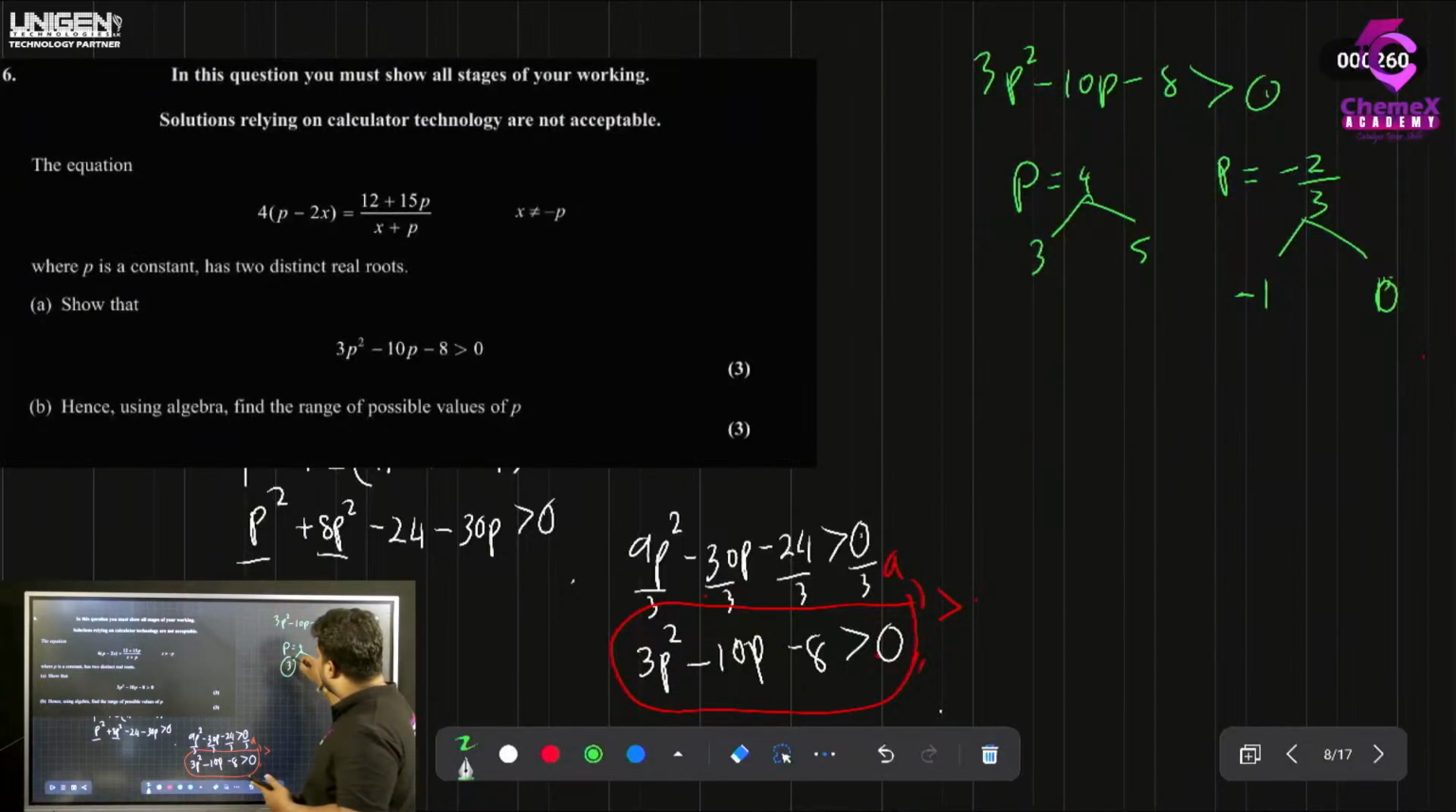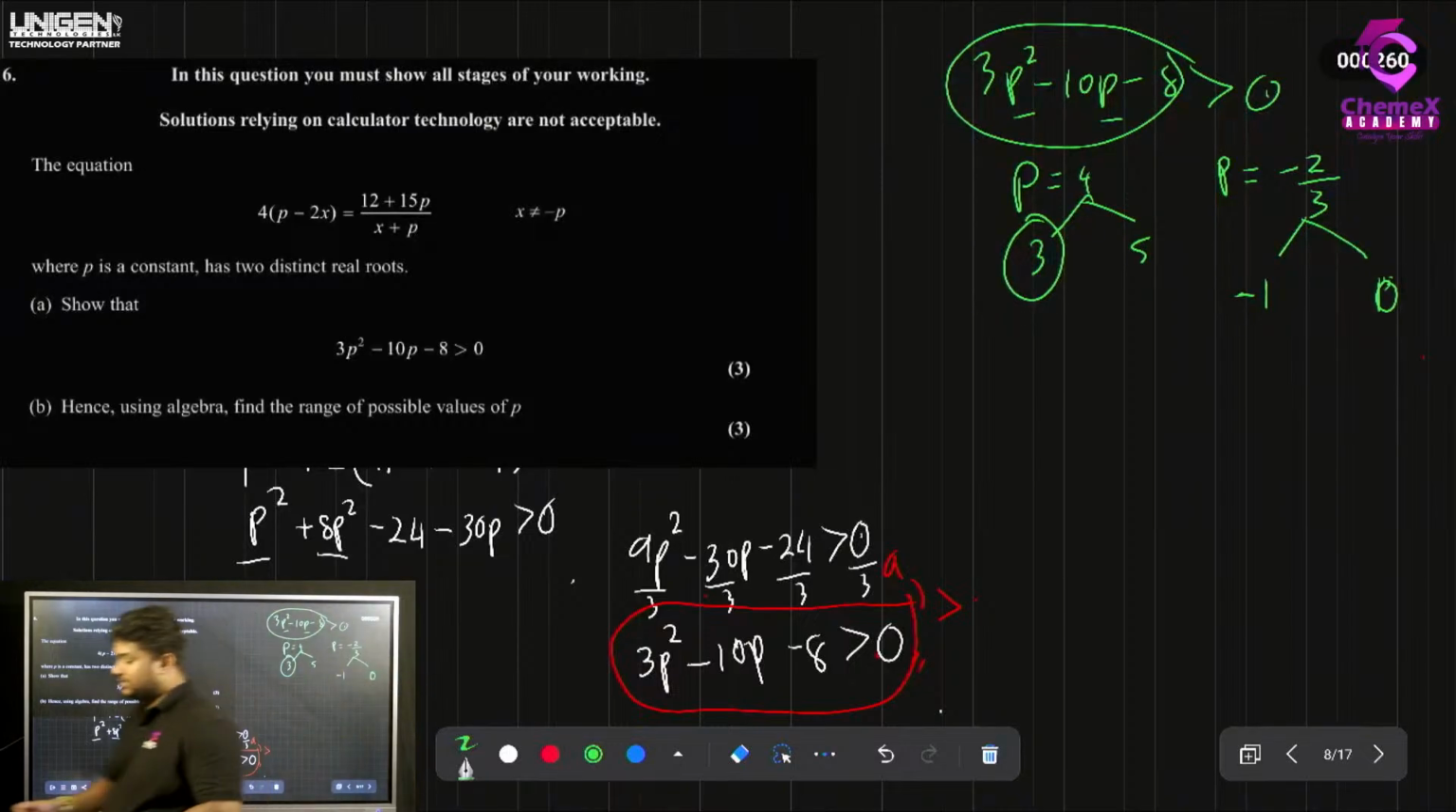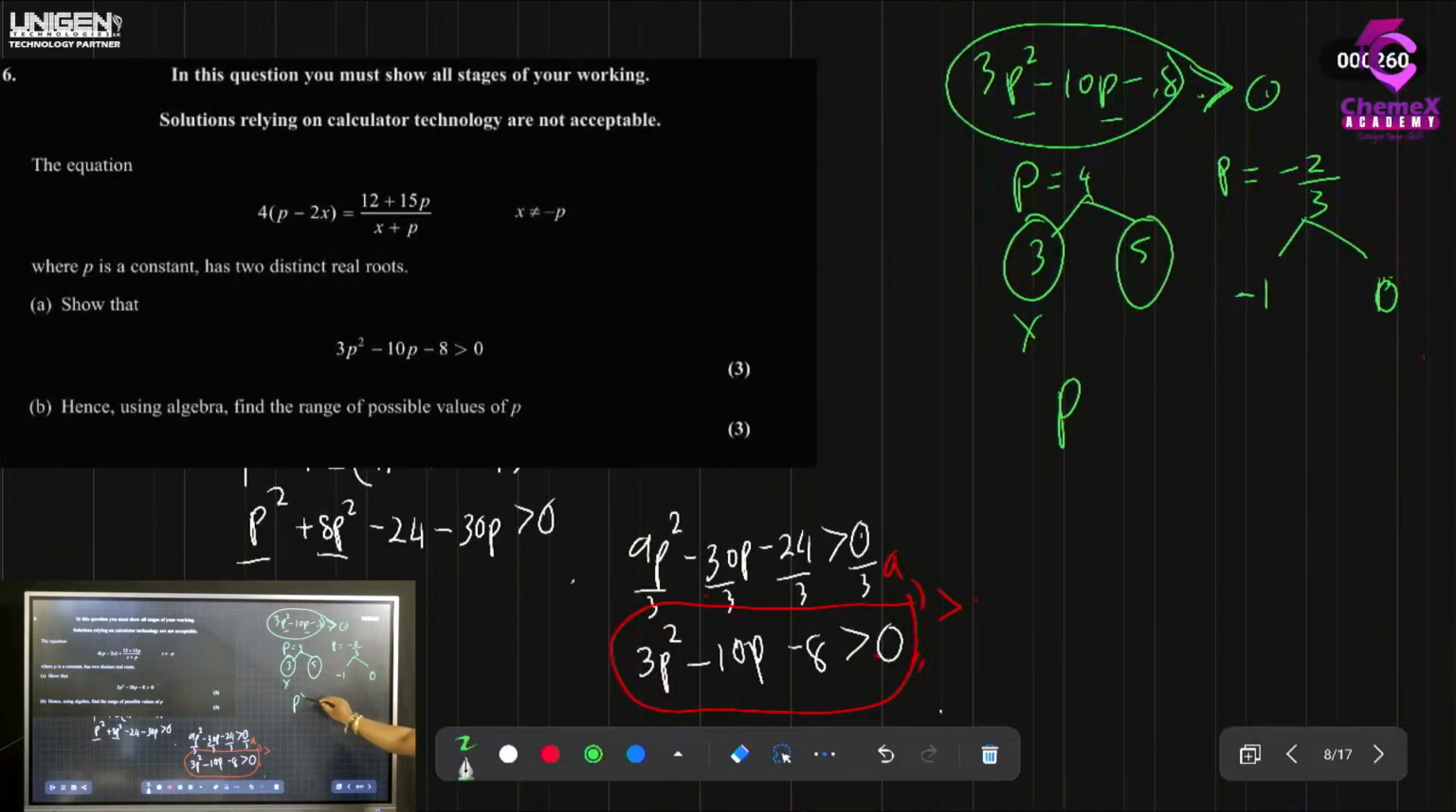Now put this in place of p and check whether the answer is larger than 0 or less than 0. Put 3 and check. What do you get? 3 times 9 minus 10 times 3 minus 8. It's negative, right? So this doesn't work. The answer you are getting is negative, but it should be larger than 0. So you have to take p larger than 4.